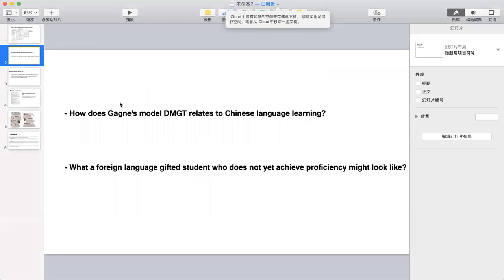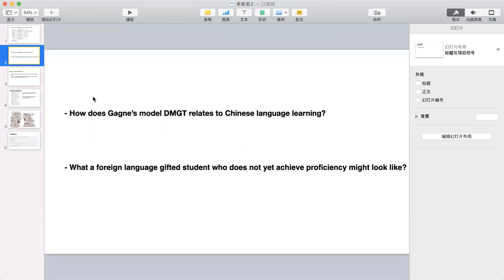So, how does Gagné's model DMGT relate to Chinese language learning? As Chinese is not an official language in Australia, it is considered a foreign language for most Australian-born students, whether they have a Chinese family background or not. At present, Baijun and Pollack propose that foreign language aptitude requires one's intellectual and cognitive ability, part of which consists of components related to information processing.